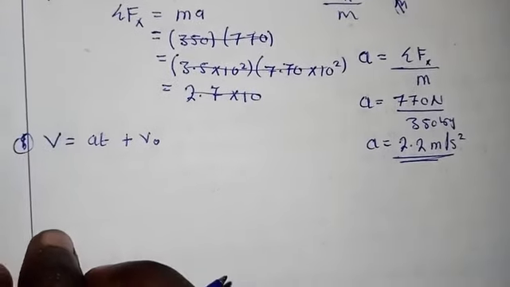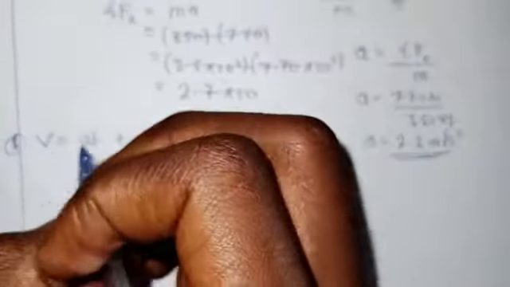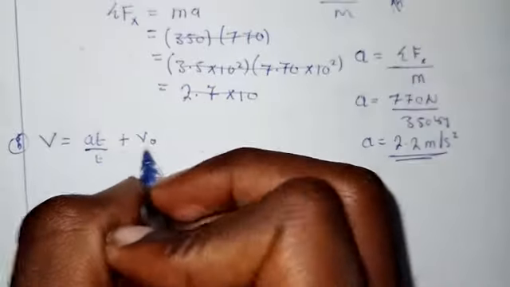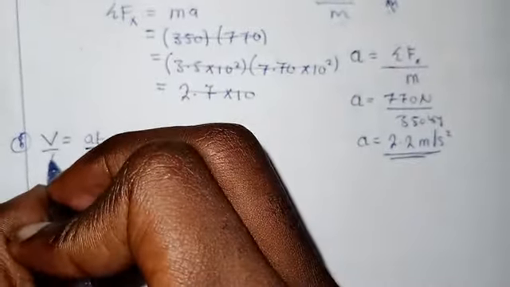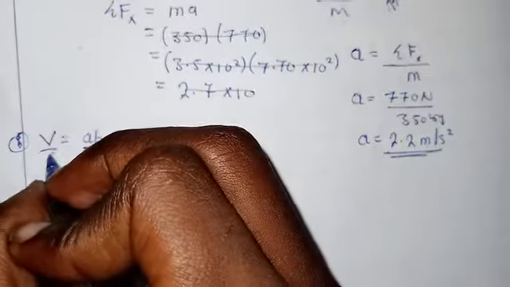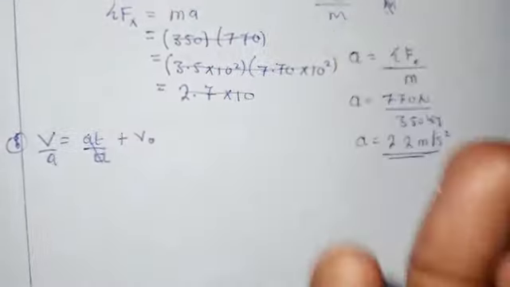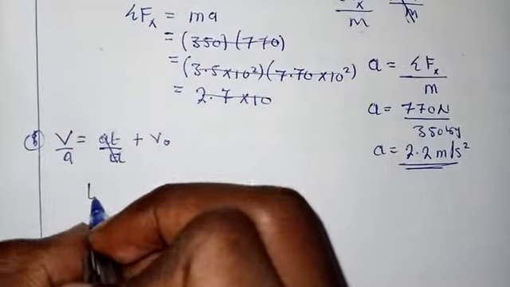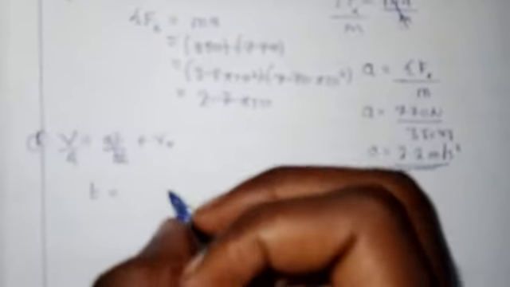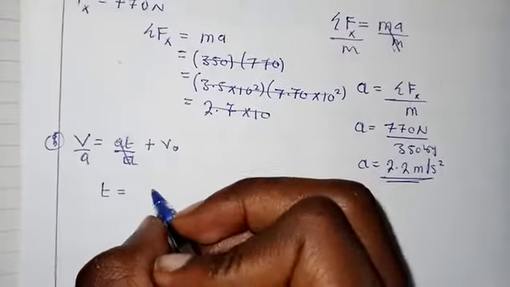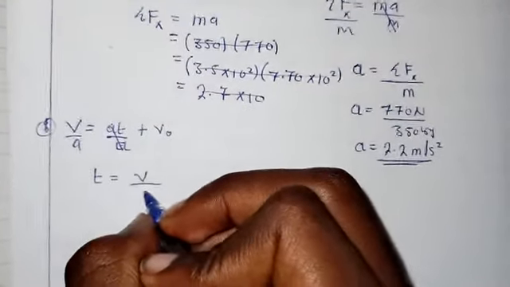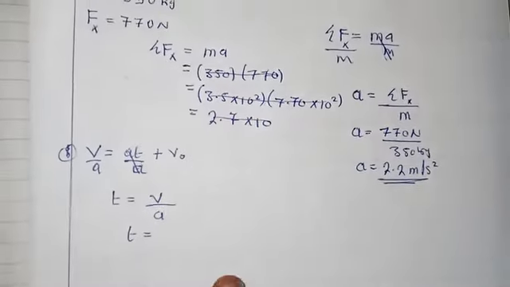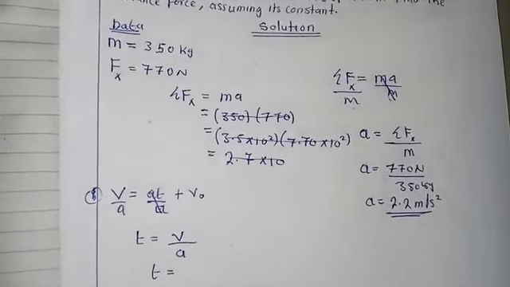Now, this is just the same as over T because this is 0. This is over A, so this and this will cancel. When the two cancel, we're going to have the time of V over A. So time is going to equal, what is the V according to the data?